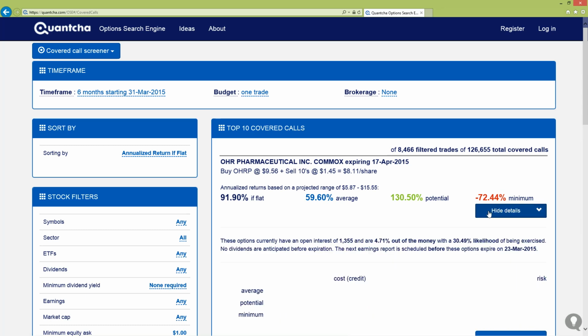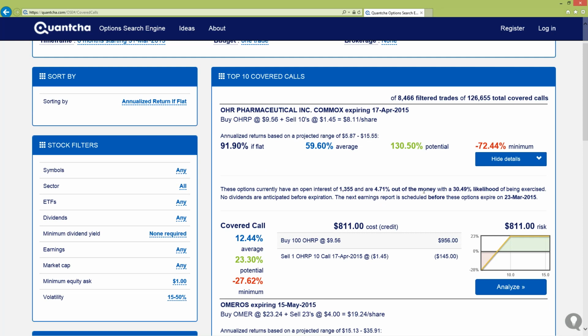Now if we expand the show details, we can get some more insight as to this particular trade. For example, in this case, these options currently have an open interest of over 1,000 and are about 5% out of the money. We also tell you that there's a slightly over 30% likelihood that these options will be exercised before or at expiration.